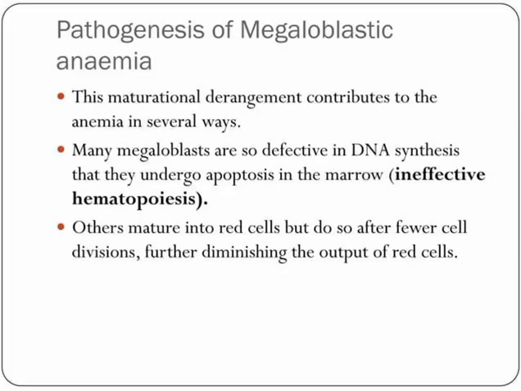Next, due to the defective DNA synthesis, many immature red blood cells, that is, the megaloblasts, are recognized as abnormal and undergo apoptosis. Apoptosis means the cell undergoes death before it can even leave the bone marrow. This results in the cells that do not manage to mature undergoing fewer cell divisions or cell cycles. These result in a significantly lower overall output of circulating red blood cells. This is known as ineffective hematopoiesis. That is, due to defective DNA synthesis, the cells may undergo apoptosis before leaving the bone marrow.